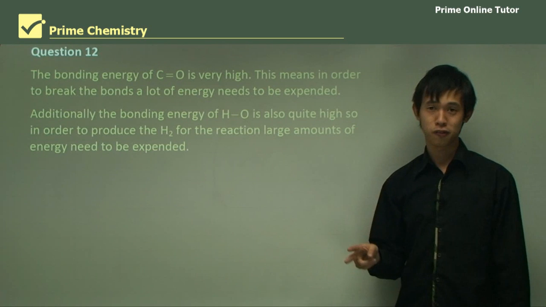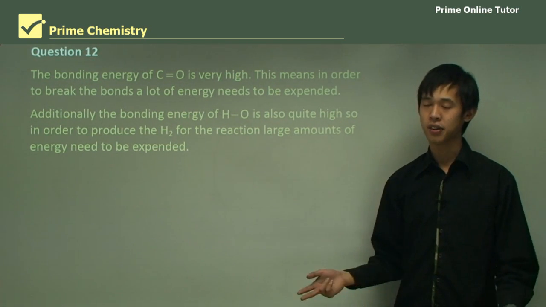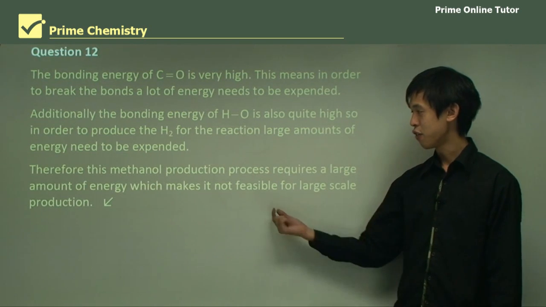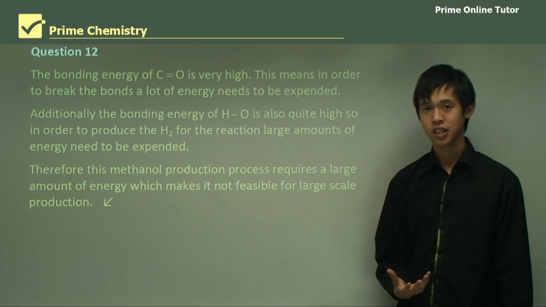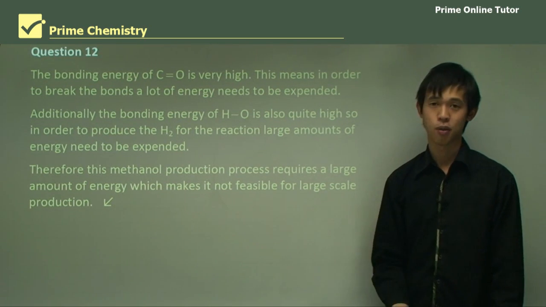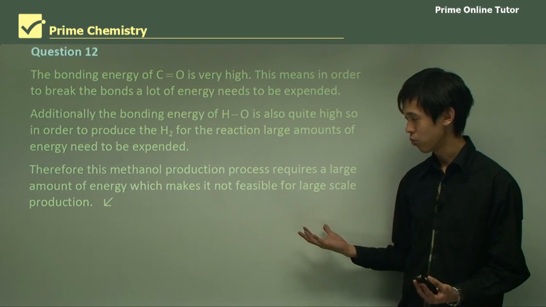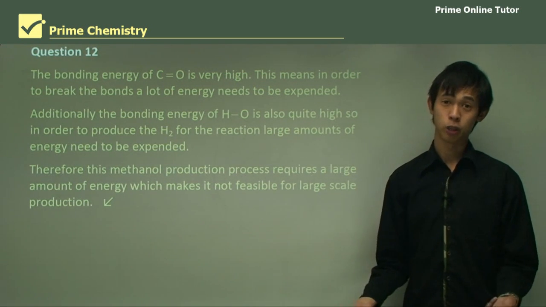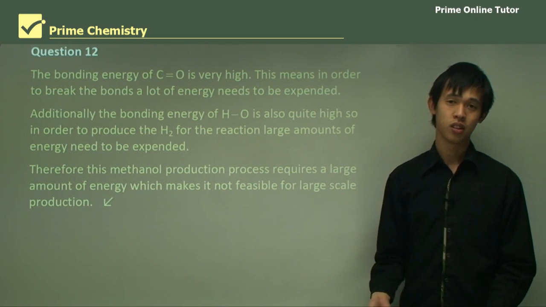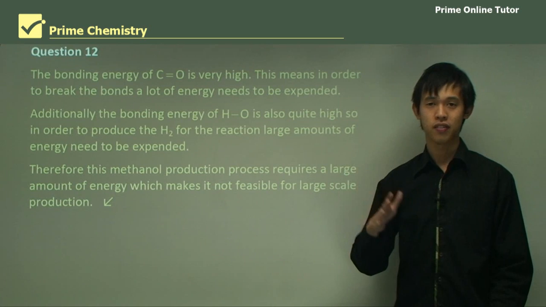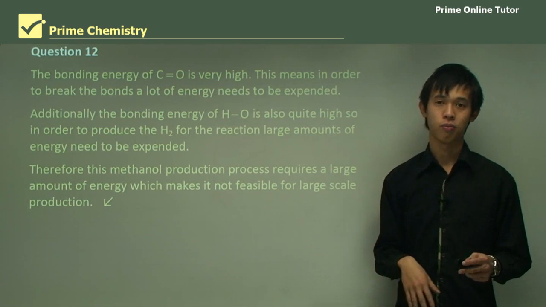You need a lot of energy to break up the C and O, and you need a lot of energy to break up the H and O. Okay, so now we've got a bit of a problem. Therefore, this particular methanol production requires a large amount of energy, which makes it not feasible for large-scale production at this time. So because there's so much energy involved, we may not be able to use this to solve our global warming problem. And how we fix this would simply be to find better catalysts and reduce the amount of energy that we need to actually deal with this particular problem.